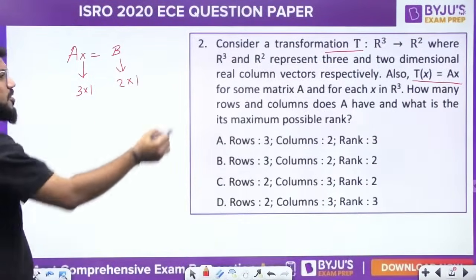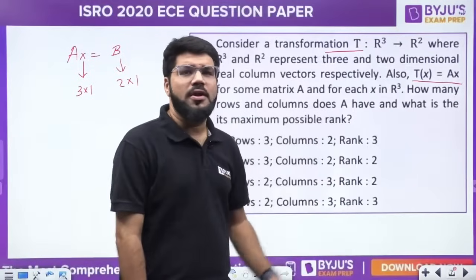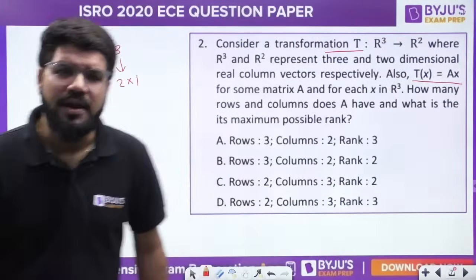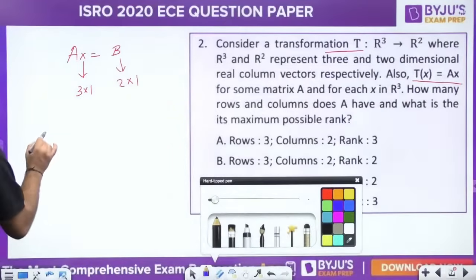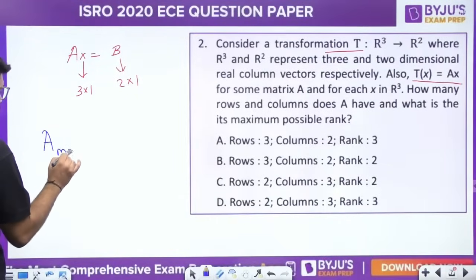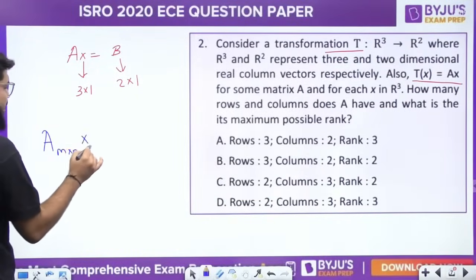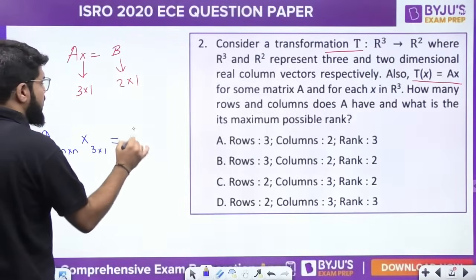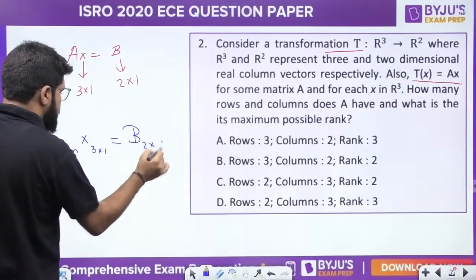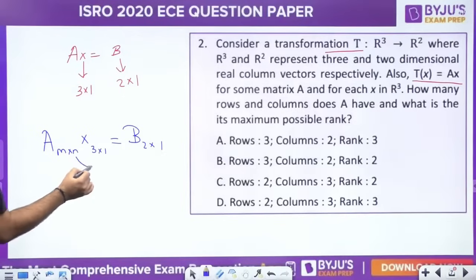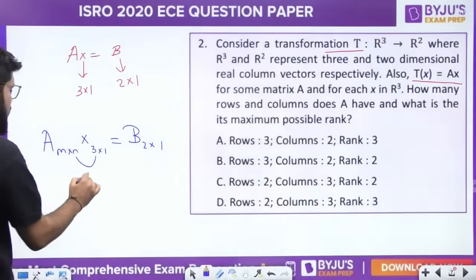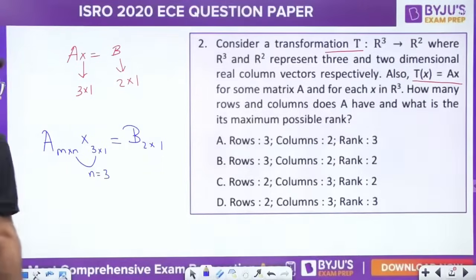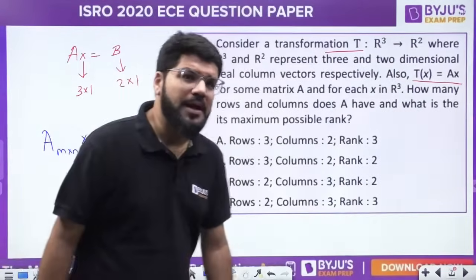On the basis of this, you have to judge how many rows and columns A has and what is the maximum possible rank. So pay attention here. A, m cross n, to be multiplied by vector x, which is 3 cross 1, gives you the result B, which is 2 cross 1. For the multiplication to take place, on the left hand side, n should be equal to 3. Otherwise, AX cannot be multiplied, so n should be 3.